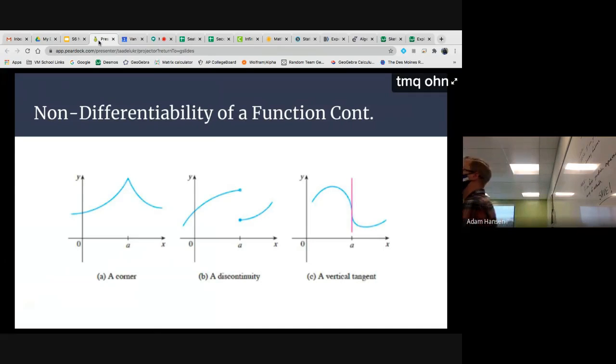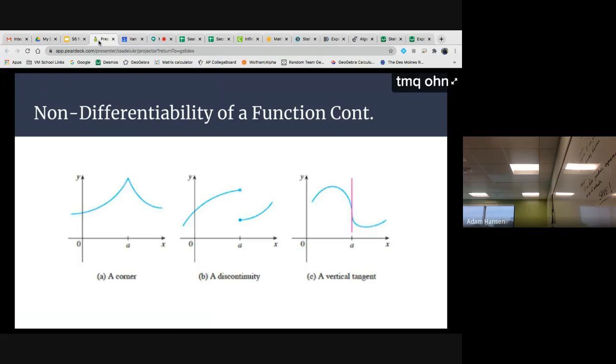Okay. Here's three pictures that will go with those three reasons. If it has a corner point or cusp, the slope of the graph changes from really positive to all of a sudden really negative. So it's not a smooth curve. The derivative is undefined at this corner point, x equals a.